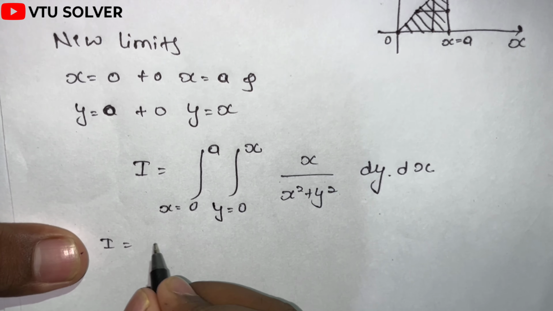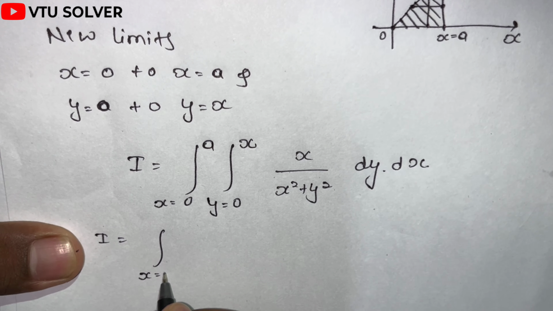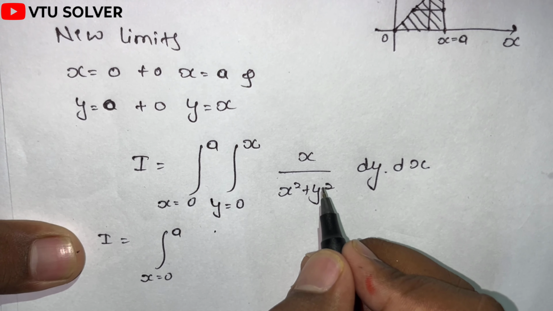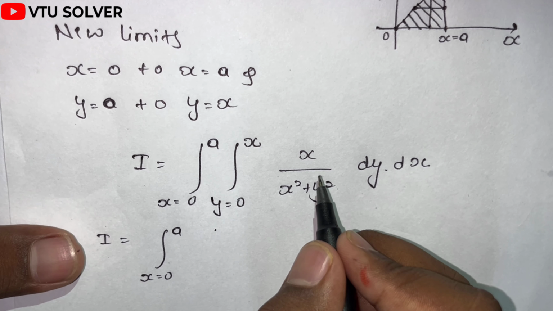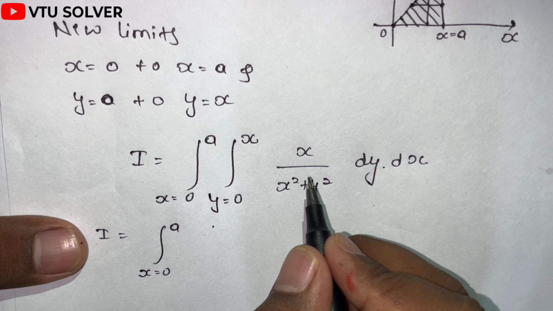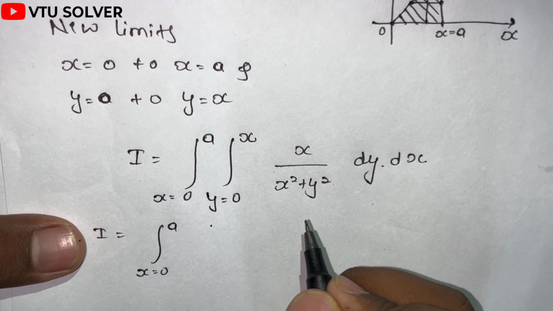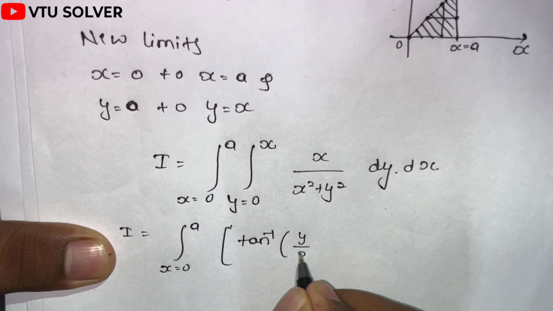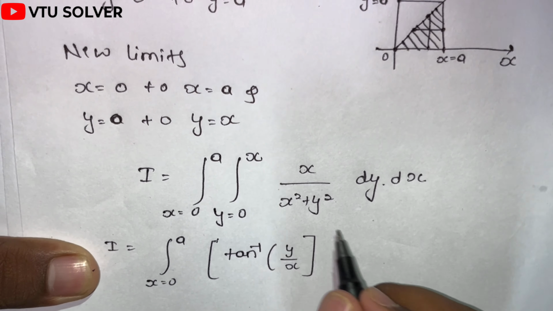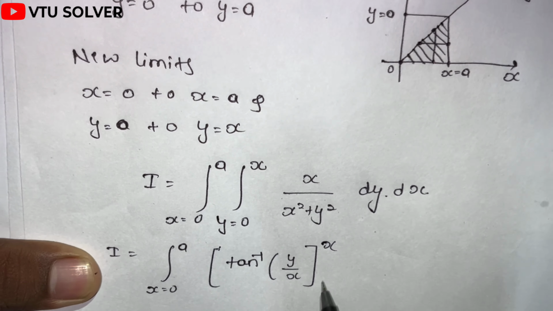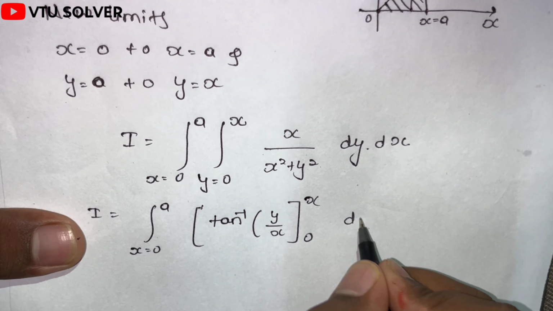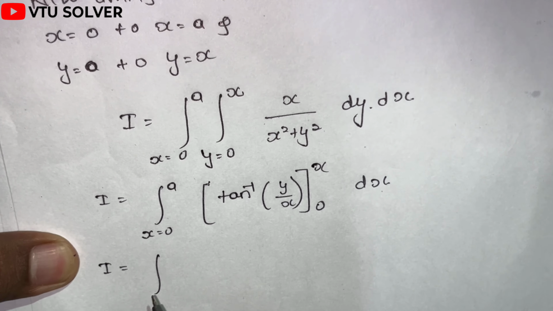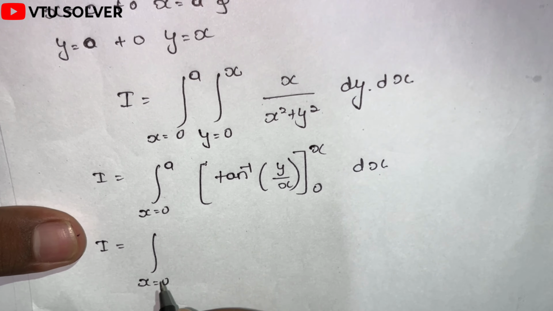Now this equation will be integrated by this. Then I is equal to x is equal to 0 to a. Now the integration of this equation will be tan inverse of y by x. Here the y limits are 0 to x. Remaining is dx. Now I is equal to x is equal to 0 to a.